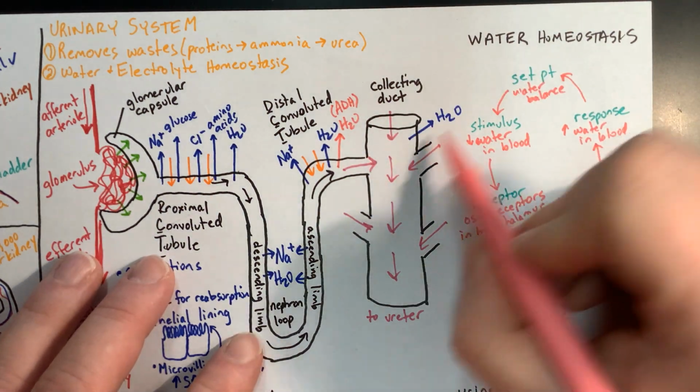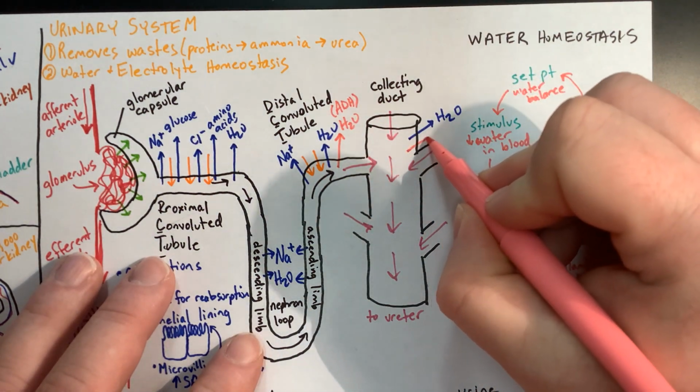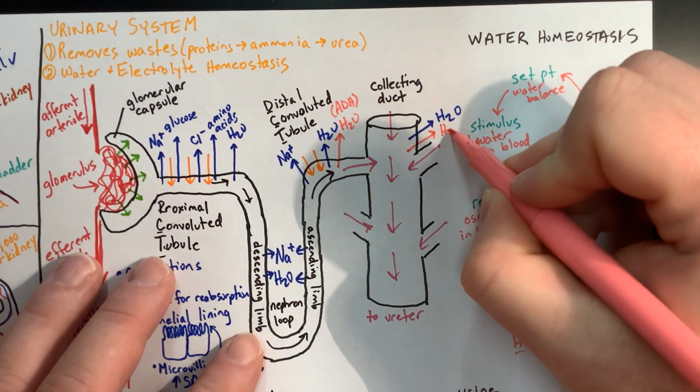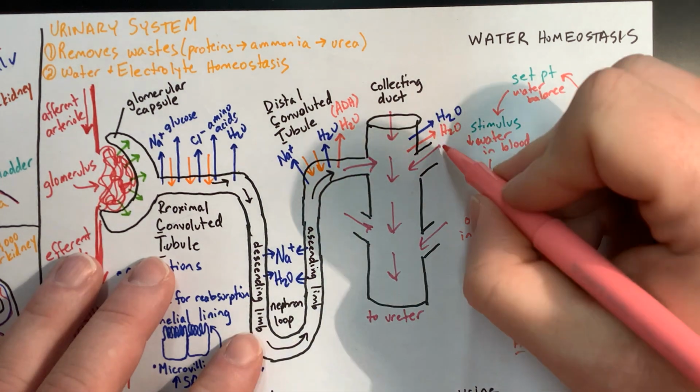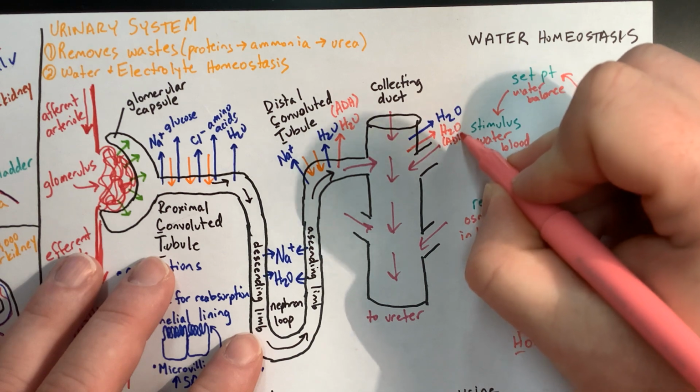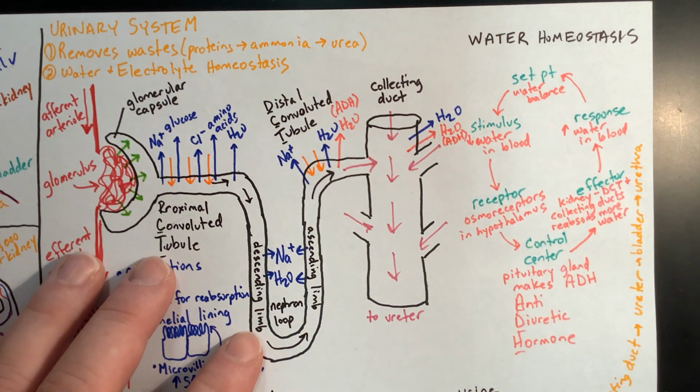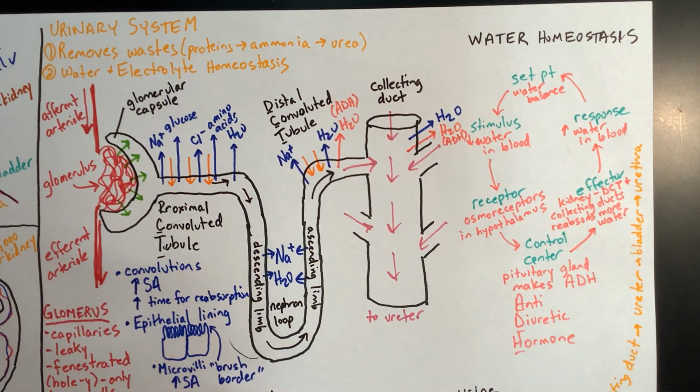And then the same thing here. We're not just going to pull back a little bit of water, but when there's anti-diuretic hormone because blood water levels are too low, that anti-diuretic hormone is going to pull back that water.